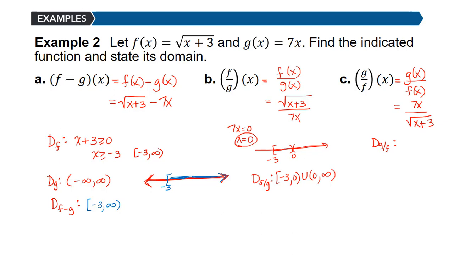Well, the denominator, square root of x plus 3, is equal to 0. We could square both sides to get x plus 3 is equal to 0, or x is equal to negative 3. So we have to take this set from negative 3 to infinity, but we have to take out the endpoint of negative 3, so instead of including it, we're going to exclude it. So the domain would be from parentheses negative 3 to infinity.